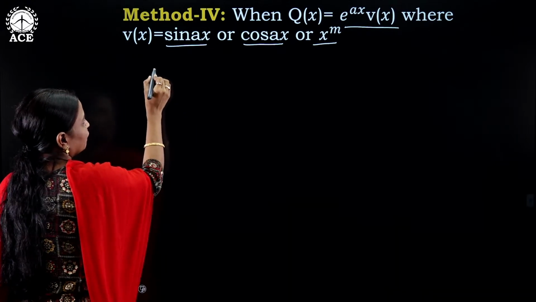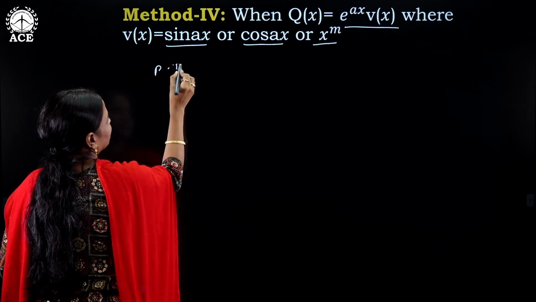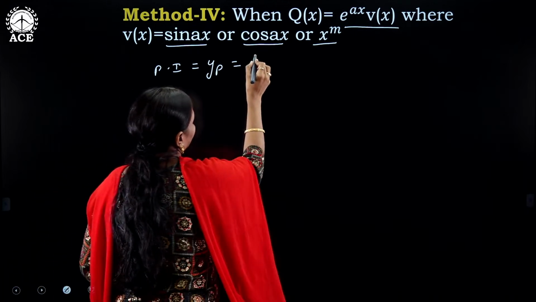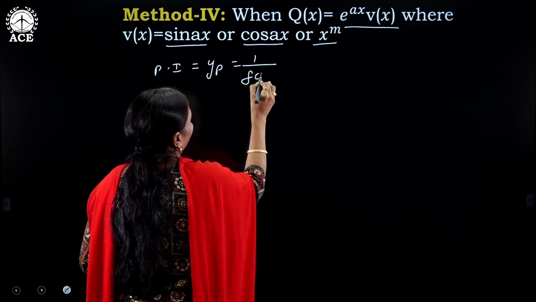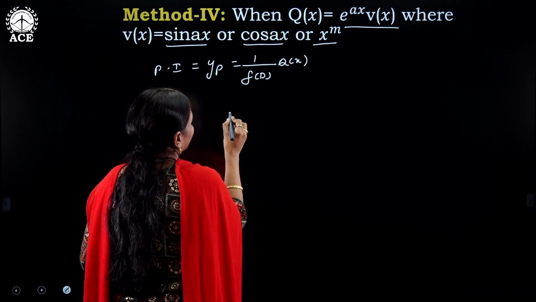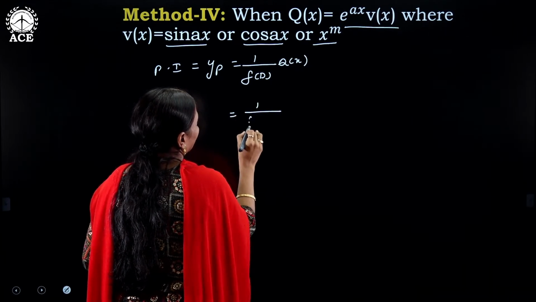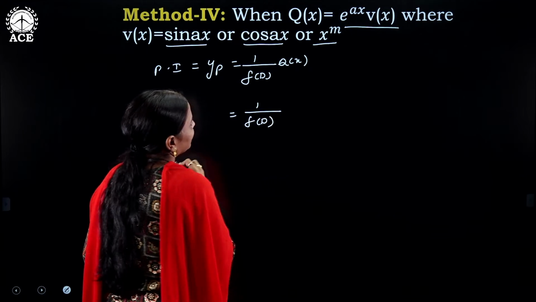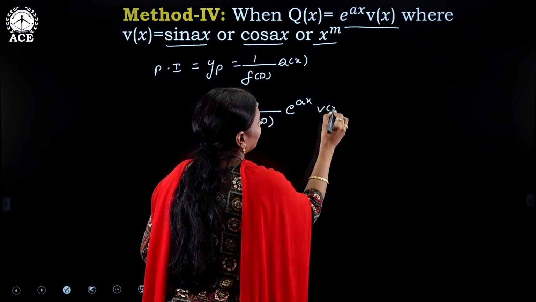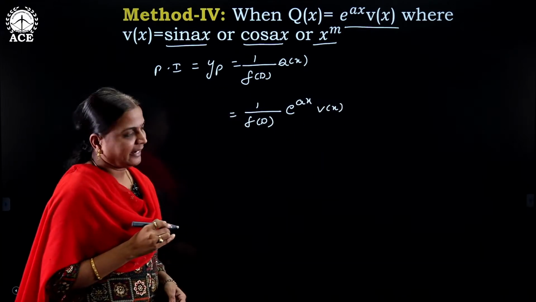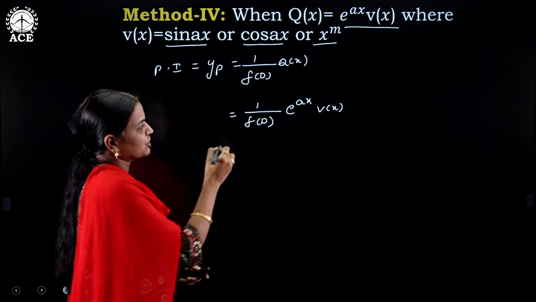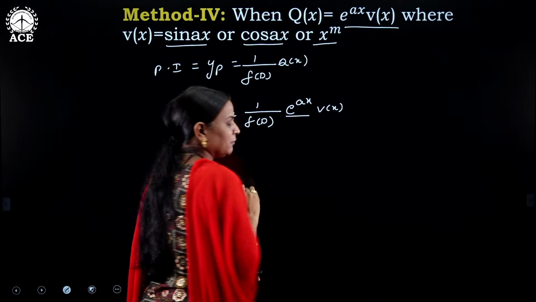Actually, what is the definition of particular integral? The definition of particular integral is yp is equal to 1 by f of d into q of x. Now here, that is equal to 1 by f of d into, what is the q of x here? Q of x is equal to e power ax into v of x. How to find out this particular integral when a function v of x is multiplied by e power ax?